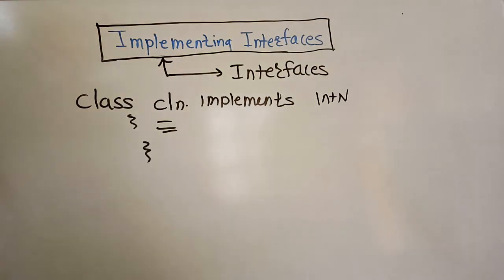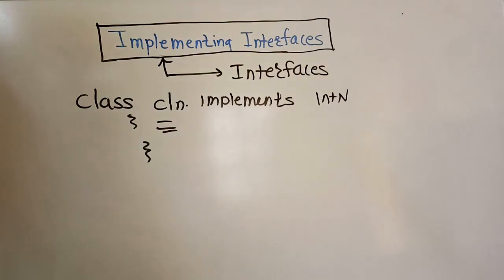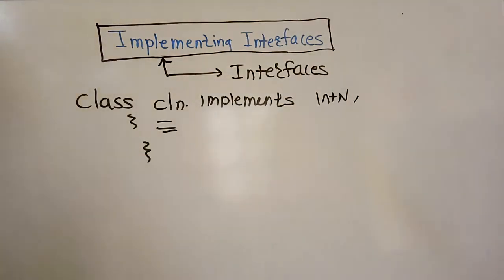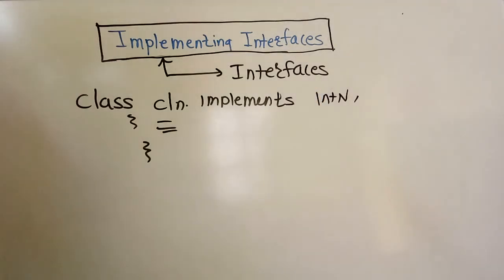We have to keep in mind some terms related to implementing interfaces. A class can implement one or more interfaces: implements interface 1, comma, interface 2. We can implement more than one interface. Second, if there is more than one interface, then the names should be separated by commas. This is the rule for implementing more than one interface.